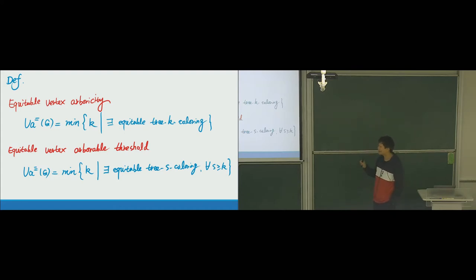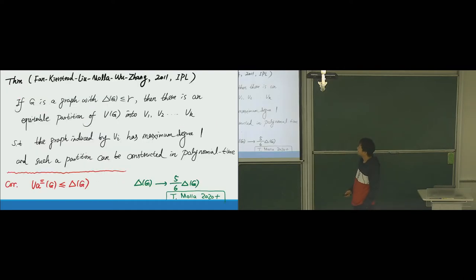And another one is a stronger one. That means this integer k satisfies the property that for any integer s at least k, this graph has an equitable tree s covering. So these two chromatic numbers are different, by our last example.